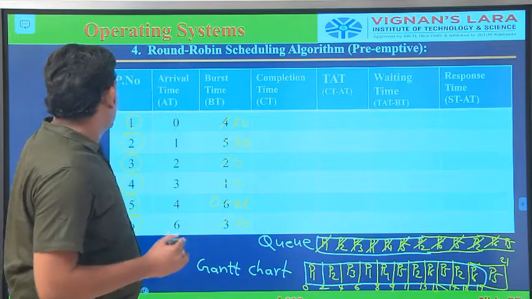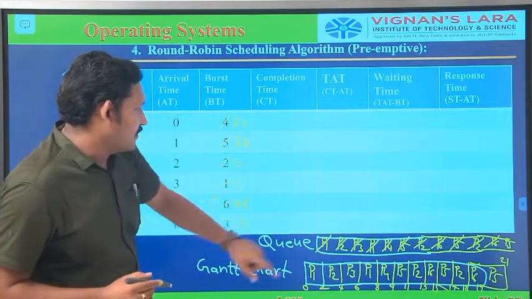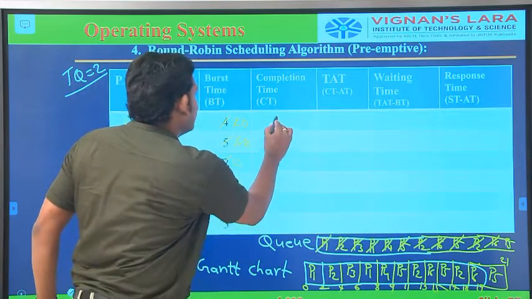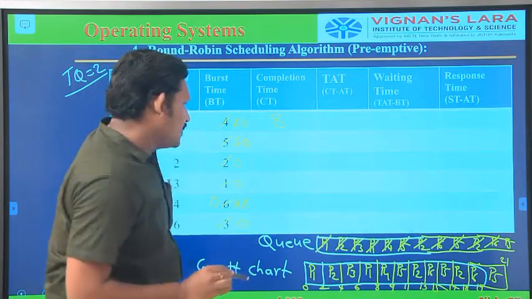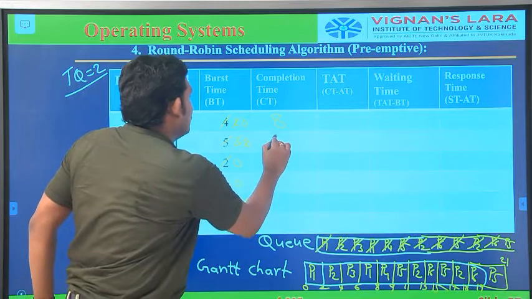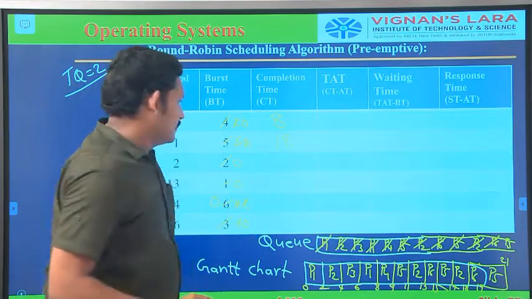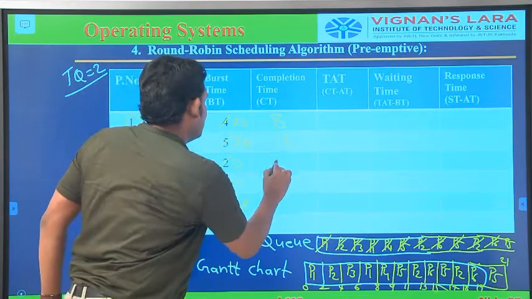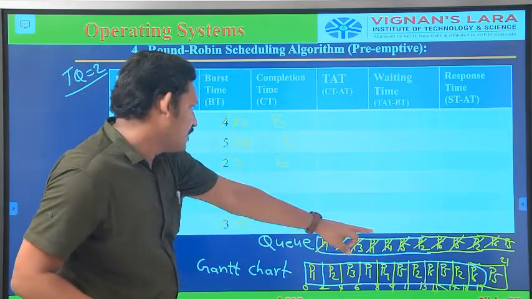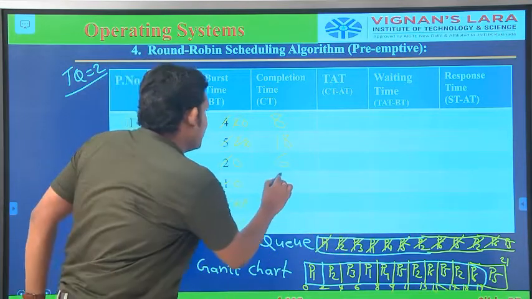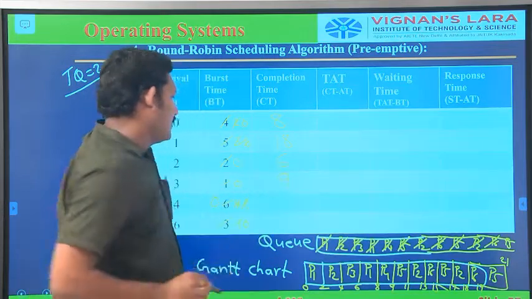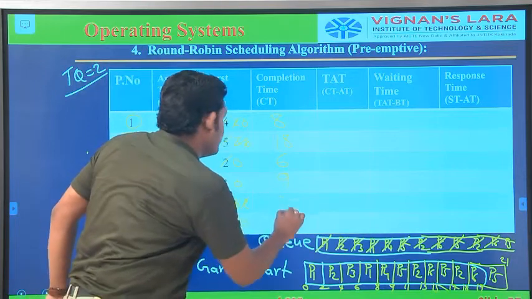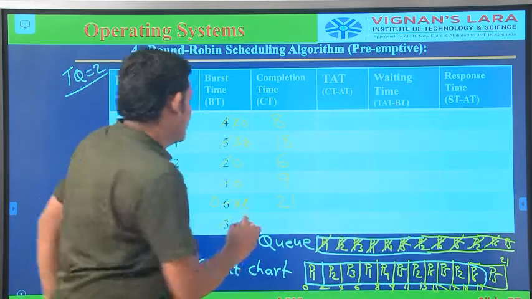So if we write the values now, see, process P1 completed its execution at 8. P2, 18. P3, 6. P4, 9. P5, 21. P6, 19.